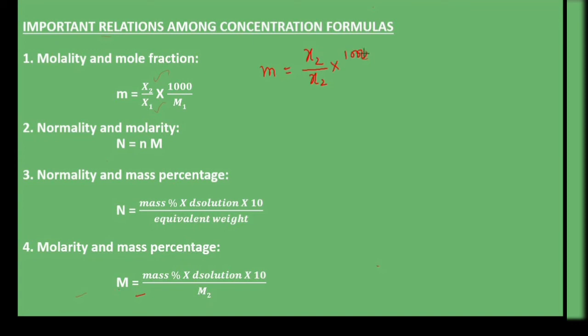Directly you can make use of this formula. And what is capital M1? It is the molecular weight of the solvent, right? Molecular weight of the solvent is easy to calculate, because in the problem they would definitely have given the solvent name, whether it is acid or acetone or whatever it is.